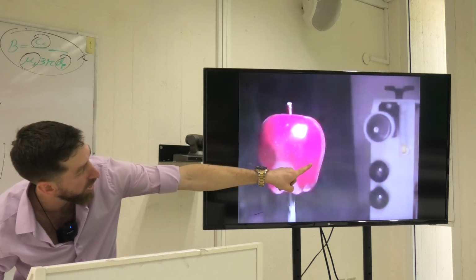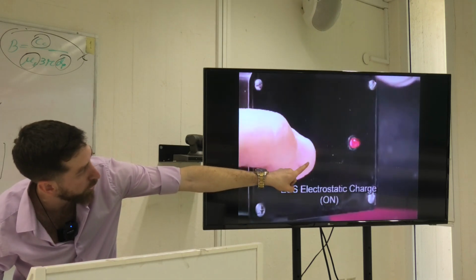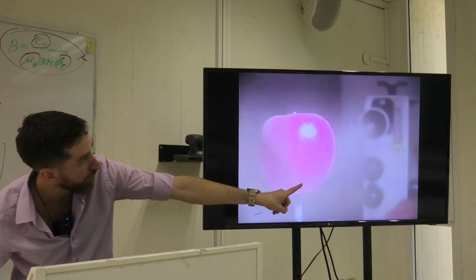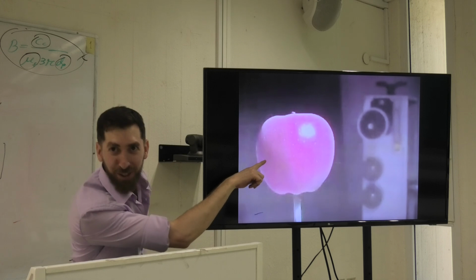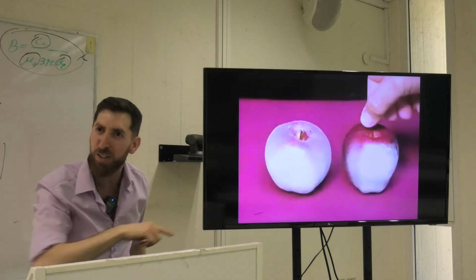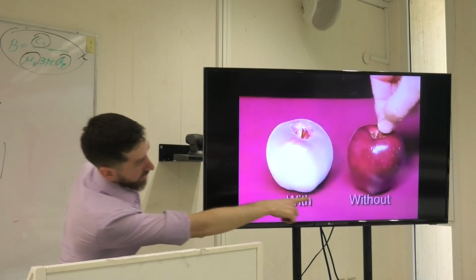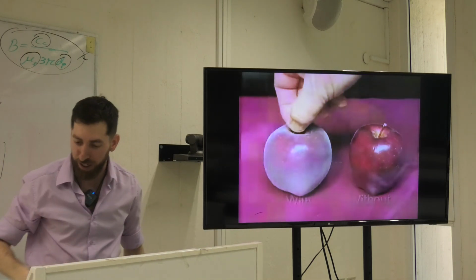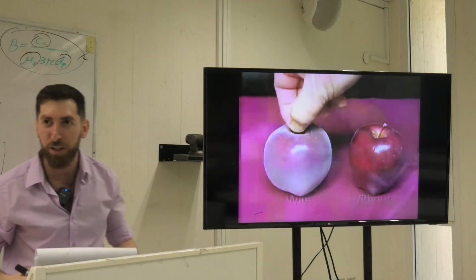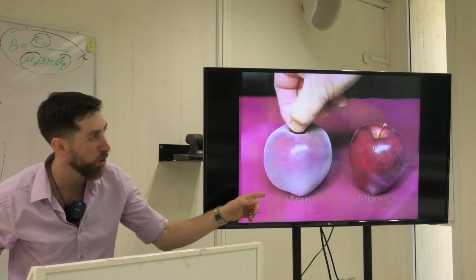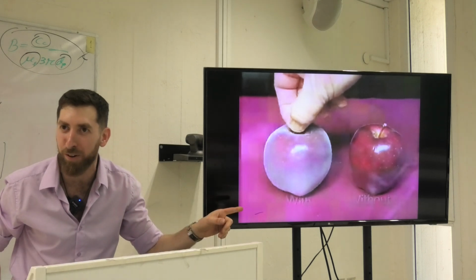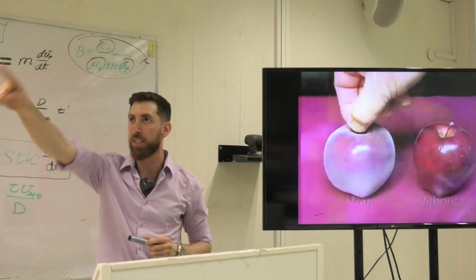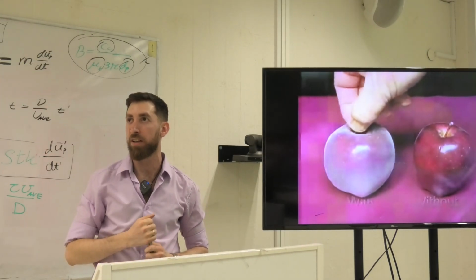Here it's a normal nebulizer, you see, spraying on one side of the apple, but look what happens with the electrostatics. It's painting the other side. How crazy, why is this happening? Look, this is without, and this is with. How crazy is this? So after the break, we're going to talk about why this is happening. Okay, great. If you have any questions, see you at 11:15.